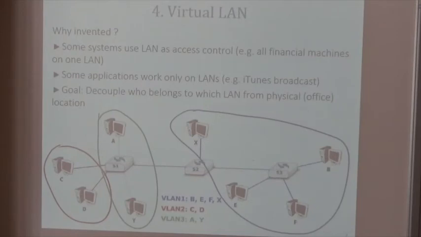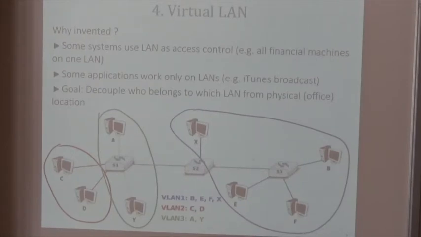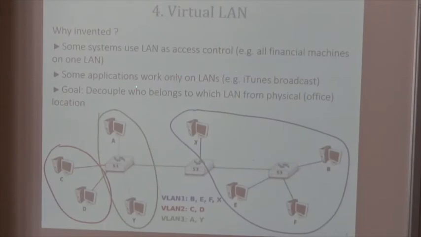But now you may want, for example, to stream iTunes inside your lab. And if you want to do that, you would like all the people in your lab to receive that streaming, but not people who happen to be on the same floor. So you want a logical assignment of LANs that does not depend on where you're sitting. Where you're sitting has to do with the cabling and where the switches in the cabinets are put at the ends of the wall. A virtual LAN allows you to decouple the LAN that you belong to from the physical cabling.